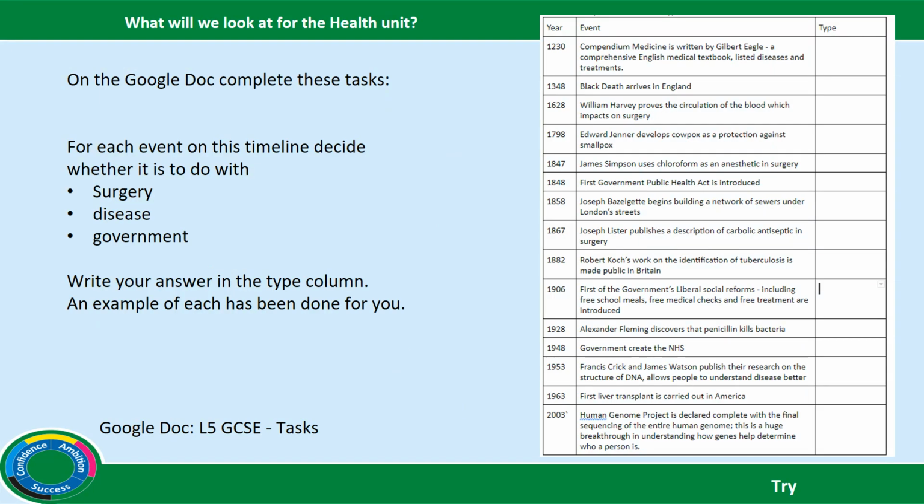So, like we have in previous lessons, you'll be completing work on a Google Doc. Your first task is to read through the timeline. And then for each event, you need to decide whether it's to do with surgery, disease, or government. Now, an example of each of these has been done for you on the Google Doc. So please press pause while you complete this task.